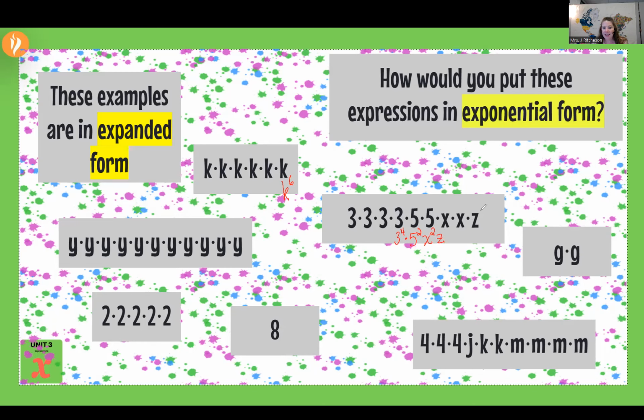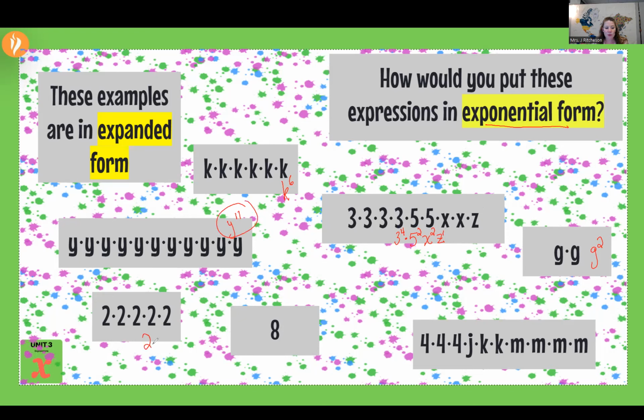And of course, this is z to the power of 1. Anytime you have an exponent of 1, you don't really have to write it. But since that's the directions, I went ahead and wrote the exponent of 1. All right, so I have two g's. So I'm going to write g squared. There's 1, 2, 3, 4, 5, 6, 7, 8, 9, 10, 11 y's. So we're going to write y to the 11th power.